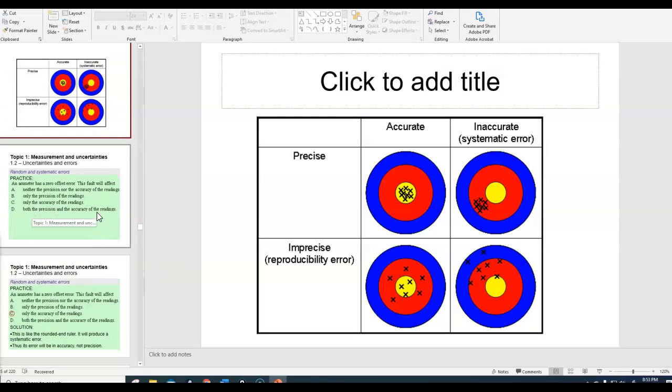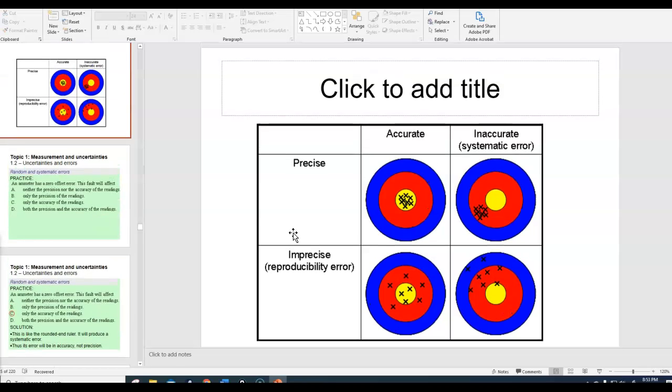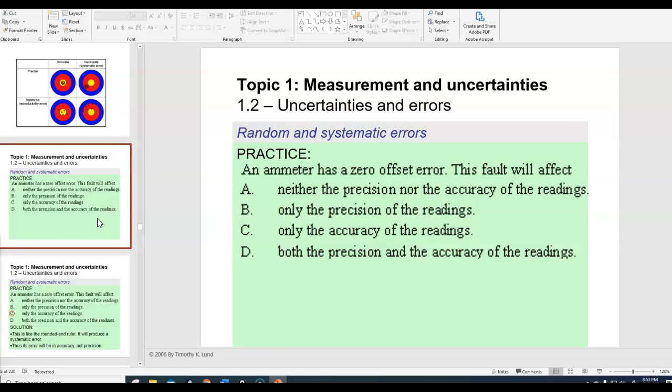Okay, so let's just take a look at one more question having to do with accuracy and precision. I don't want to spend a lot of time on this because I've discovered that most students taking IB physics are pretty familiar with precision and accuracy by the time they get to this level. So let's just take a quick example.